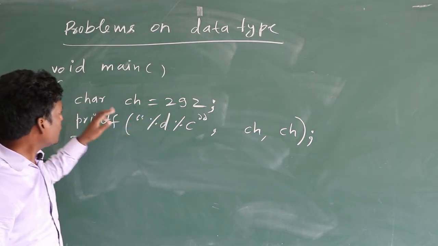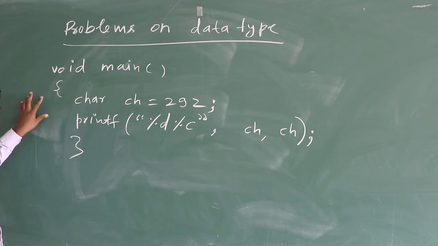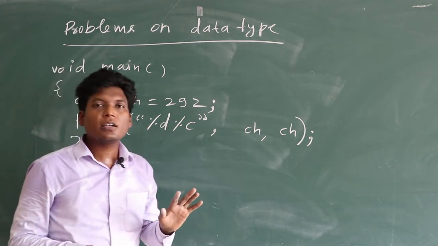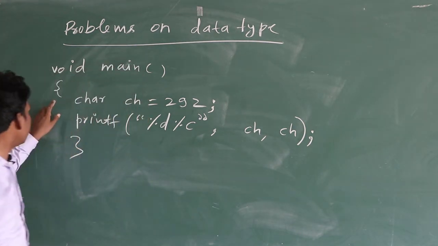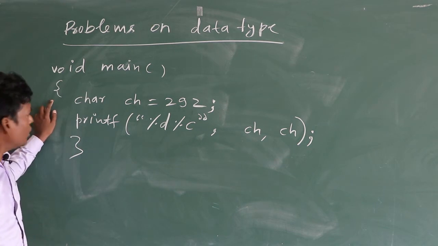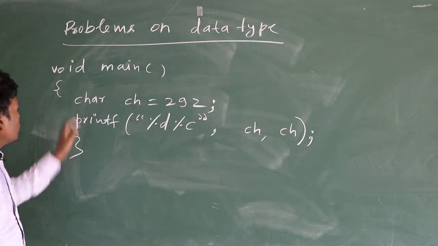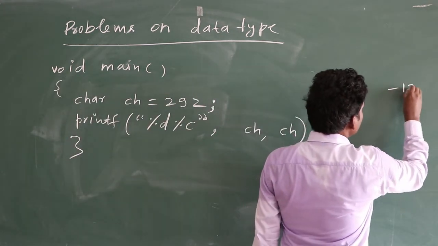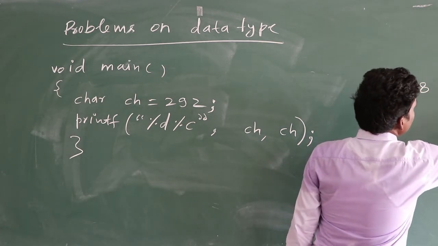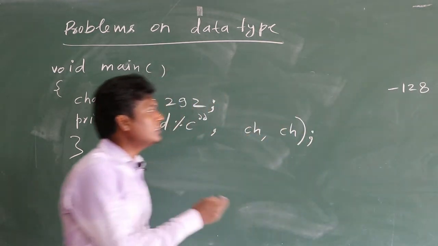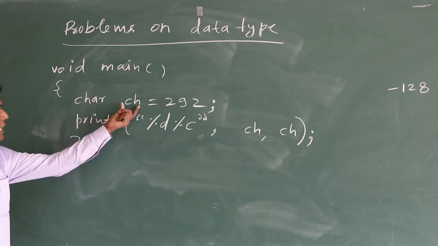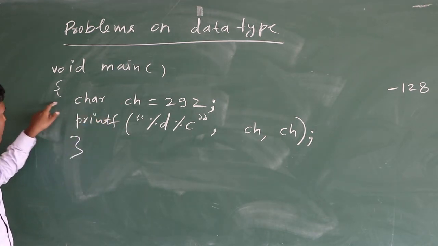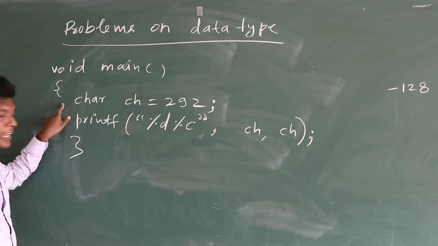292, by default data type is signed, so there is nothing mentioned before char, between signed char and unsigned char, so this is the signed char. The range of signed char is -128 to +127, because ch is a signed char variable. Here by default signed is hidden.